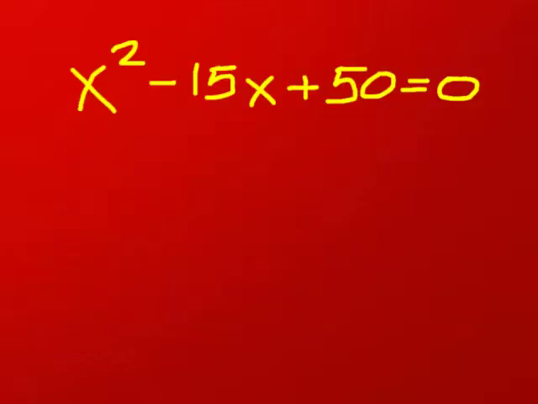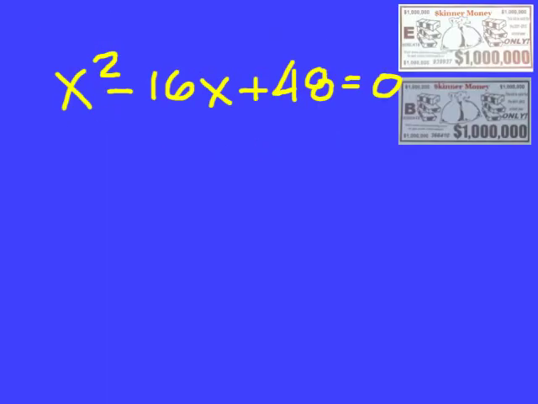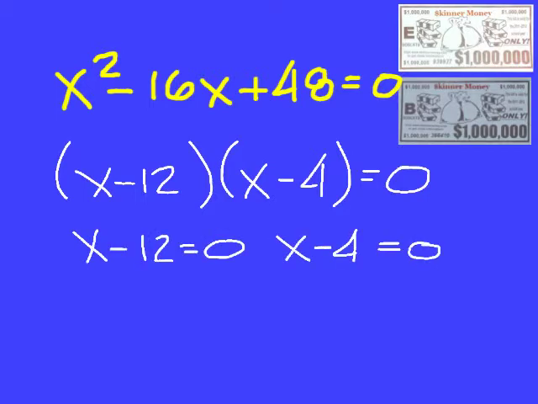Another bonus. The two numbers are negative 10, negative 5 for the factors, but that translates into 10 or 5 for a final answer. Practice problem number 2. Solution on this should be x minus 12, x minus 4. And if you set each equal to 0, you'll come up with answers of 12 or 4.